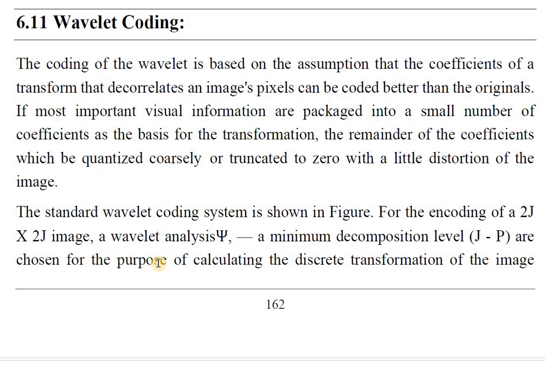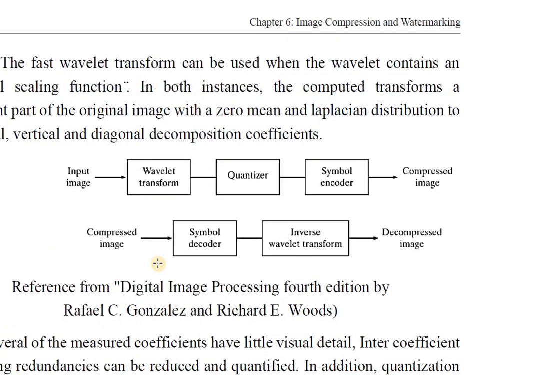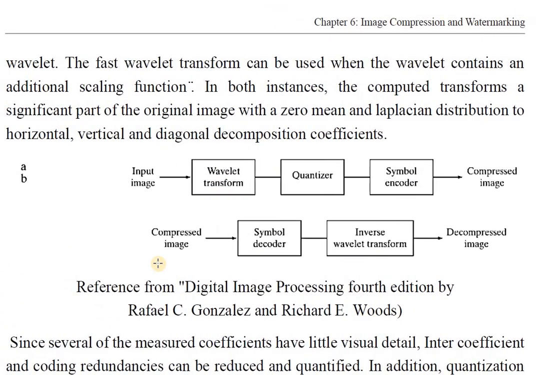Okay, so we have a small number of coefficients as a basis of transformation, and the remainder of the coefficients can either be quantized or truncated to 0. And that will not result in a distortion in the image, as we had seen earlier also. Now, how does wavelet transformation take place?